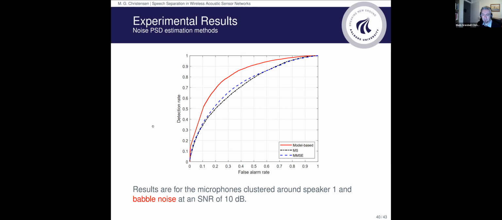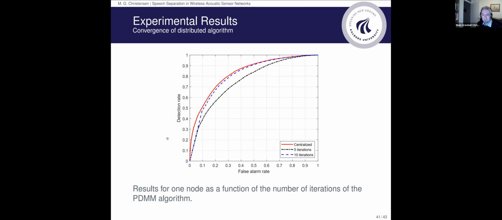which is much better at handling babble noise. Yeah, and here you see how the whole picture changes as a function of the number of iterations taken by the network in computing the speech presence probabilities and forming the models and all that. So if we use centralized processing where we use all microphone signals, we get the red curve here. After 5 iterations, the network has achieved the performance of the black curve here. And then we can see if we do 10 iterations, we get closer to the red curve, as you can see here. So you can see we get better and better performance the more iterations we run.